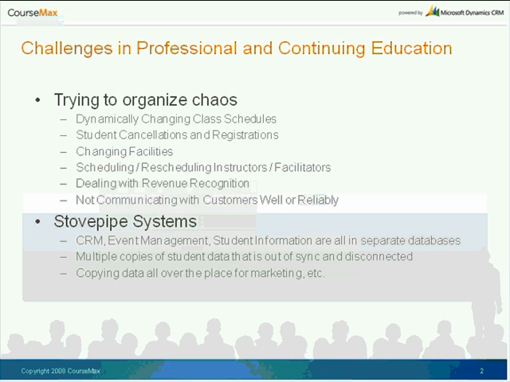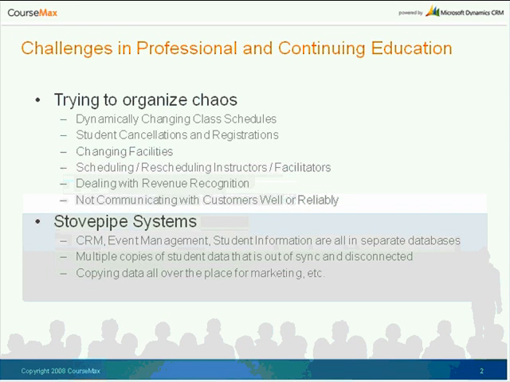The first one is really trying to organize chaos. The training business is so dynamic that it's actually quite difficult to manage efficiently. And adding to that, a lot of times companies have stovepipe systems, and what that means is one system for handling customer relationship management, contact management, another system for event management and online registration, another system for student information, and that just exacerbates that problem.